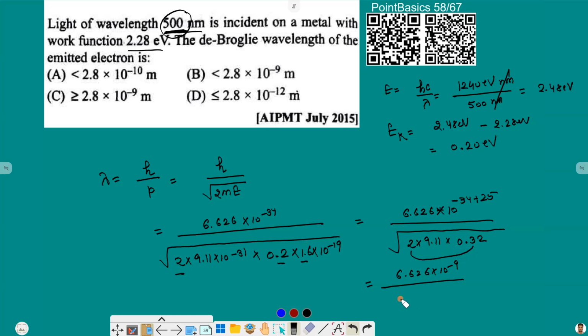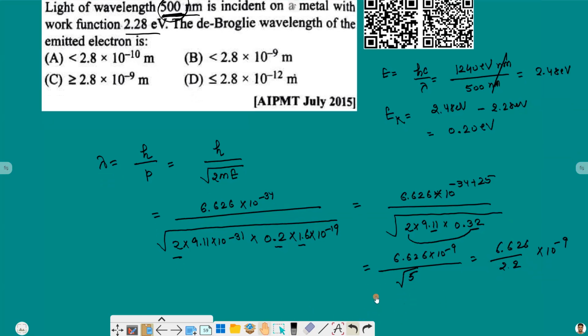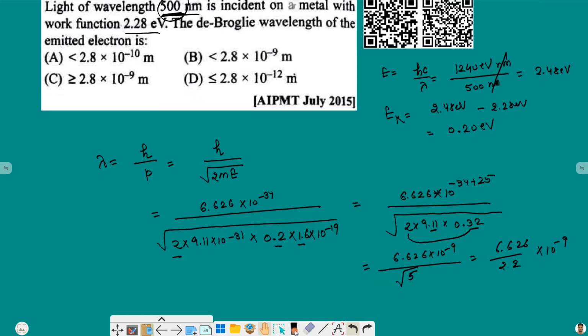So I'm just approximating it, as we have 0.11 here and 0.232 also here. So I'm just approximating it as root 5, and root 5 is something around 2.2, into, here I have 10 raised to power minus 9. So if I cancel this, what I will get? I will get 3 something into 10 raised to power minus 9.